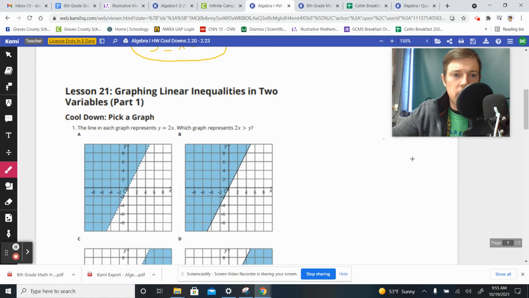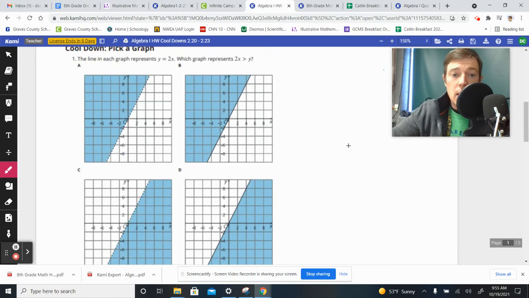We're starting to graph these linear inequalities that have two variables. And I'm giving you an inequality that says 2x is greater than y, and your job is to select the graph that represents that. Now, y equals 2x, if I replace that greater than with an equal, is the line that you see for all of the graphs. But you've got to pick the right graph that represents 2x is greater than y.